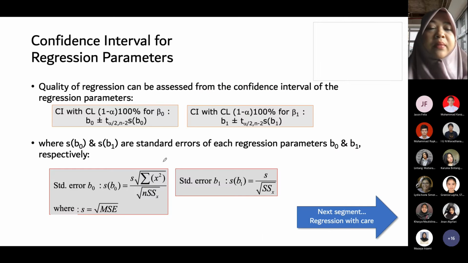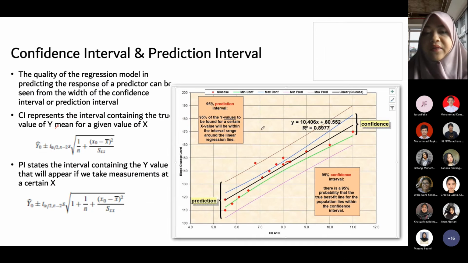So the quality of regression can be assessed from the confidence interval of regression parameters. For example, a confidence interval with confidence level of 1 minus alpha for beta 1. And then these are the standard errors, and then you can get the value like this.